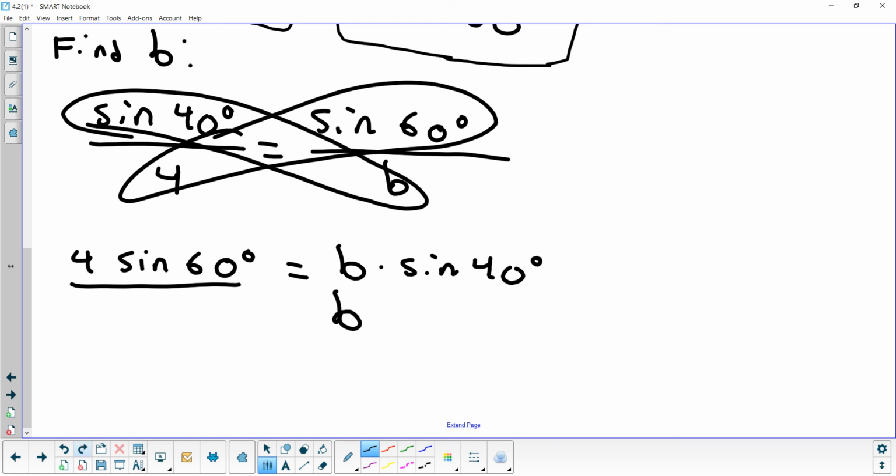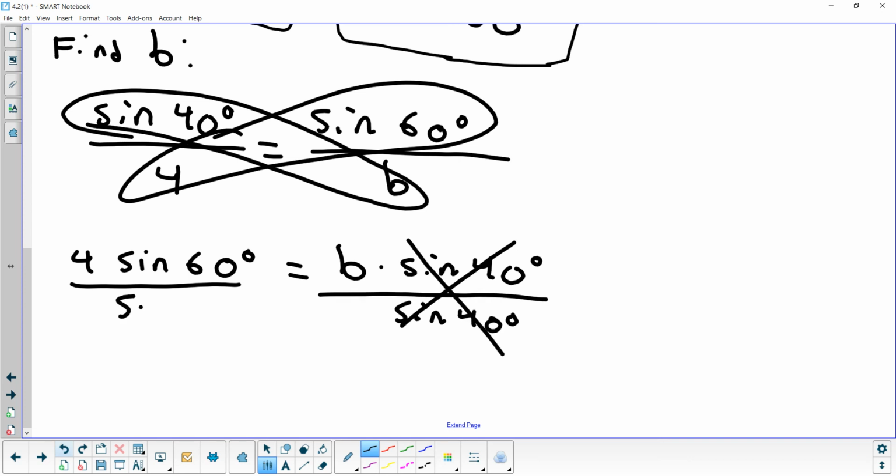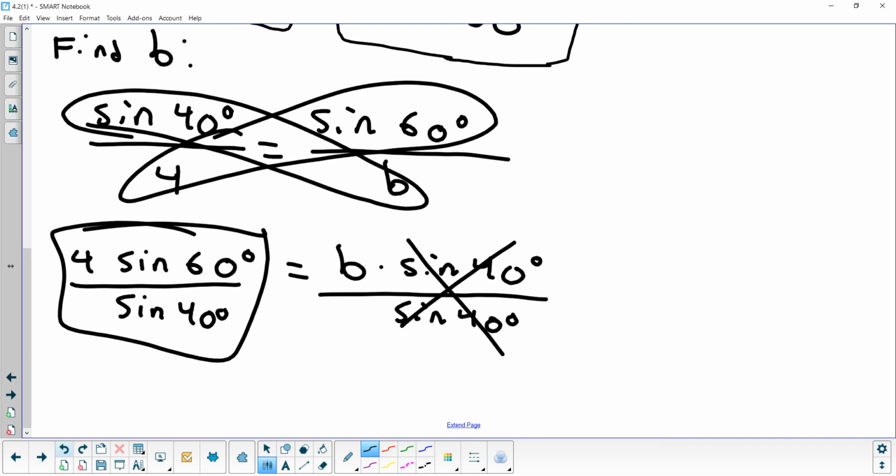It's just like having B times 12. Right? You want to divide by the number you're multiplying by. In this case, it's sine 40. Again, I don't care what the sine of 40 is. Just divide both sides. That's gone. That's gone. Now I care about what that is. I have to type it in. That's going to be my formula for B.